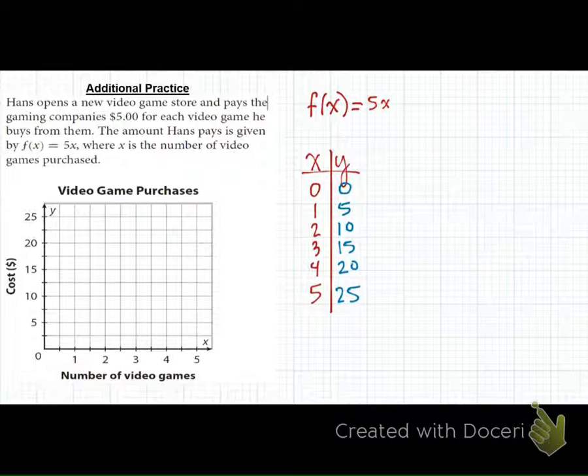When you plot these as ordered pairs, you're going to notice that you're going to get a line, right? And we're going to graph our line, of course, and as the student has more video games, the cost to the student is higher. Okay? Anyways, that's the last example we're going to do together.